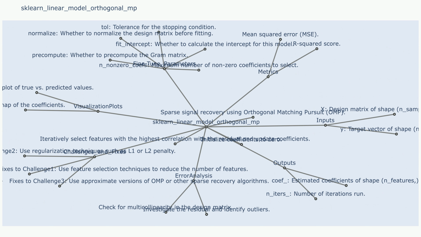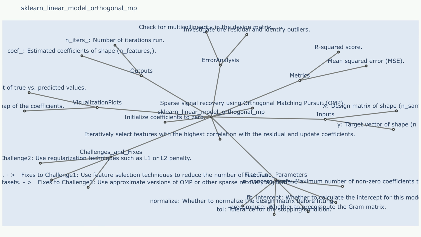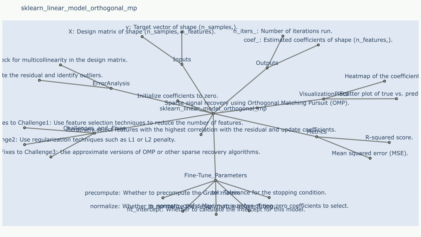Fine-tune parameters. n_nonzero_coefs, the maximum number of non-zero coefficients to allow in the solution. tol, the tolerance for the stopping criteria. precompute, whether to precompute the Gram matrix of the design matrix.